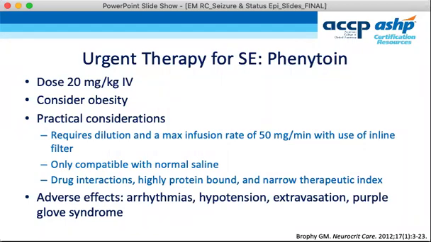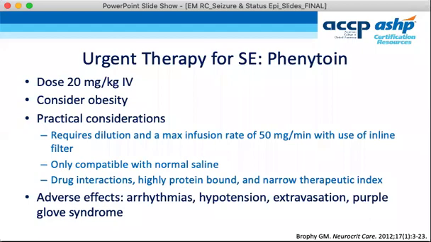When you look at administration, phenytoin does require dilution at a max rate of 50 milligrams per minute due to the risk of hypotension and arrhythmias. Remember, phenytoin is a sodium channel blocker. Because it can precipitate out of solution, an inline filter should also be utilized. It's only compatible with normal saline and has a shorter expiration compared to other therapies.